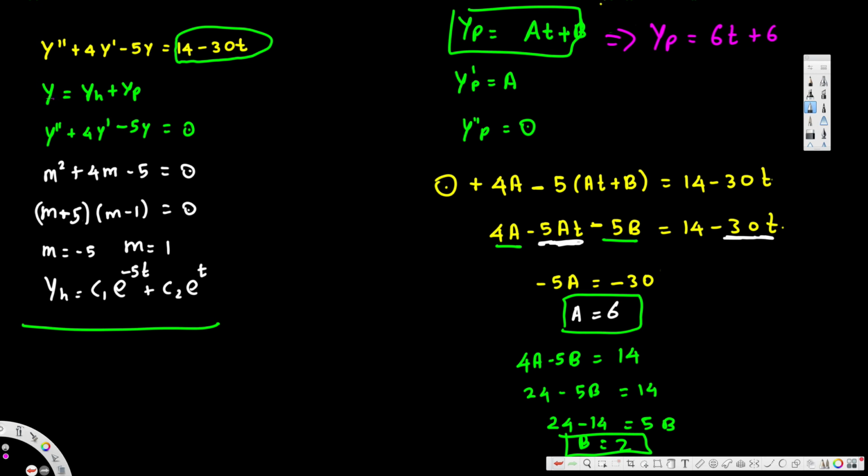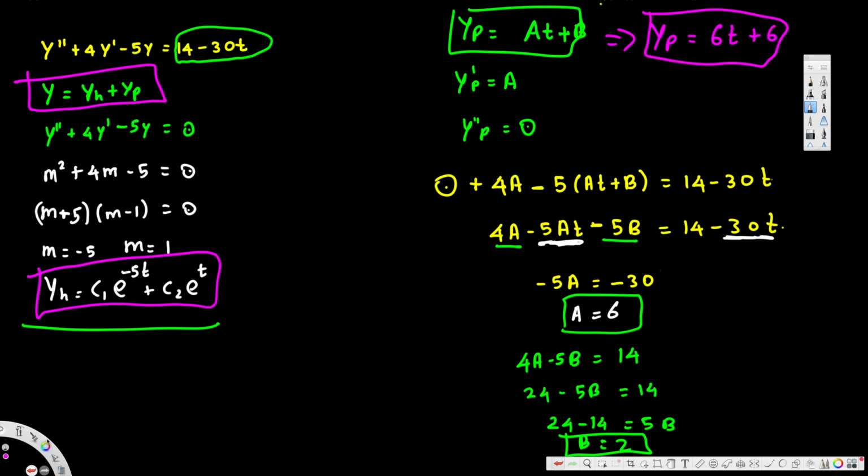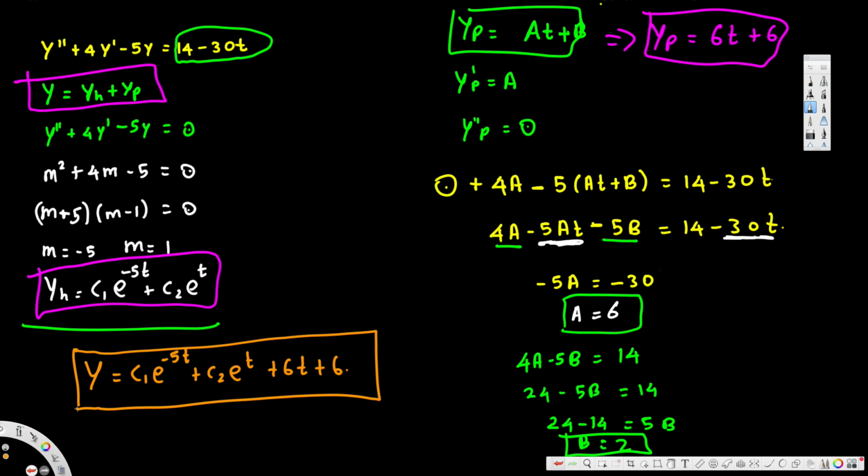Now finally the general solution is the addition of the homogeneous solution and the particular solution. Homogeneous solution is this and the particular solution is this. If we add them together, that's going to give us the general solution of the differential equation. So the general solution is going to be c1 e power negative 5t plus c2 e power t plus 6t plus 2. This is the general solution of this given differential equation.